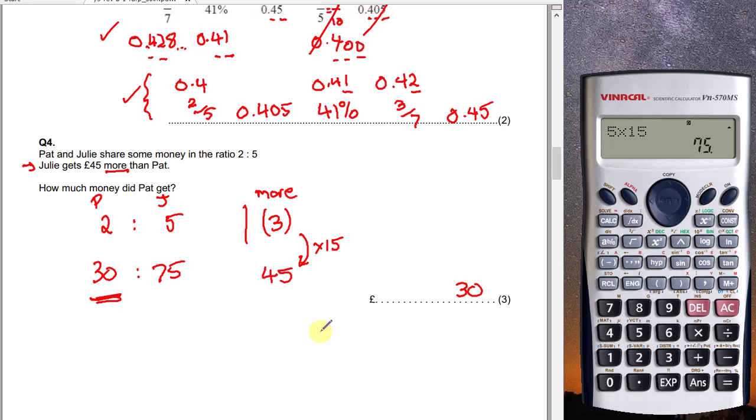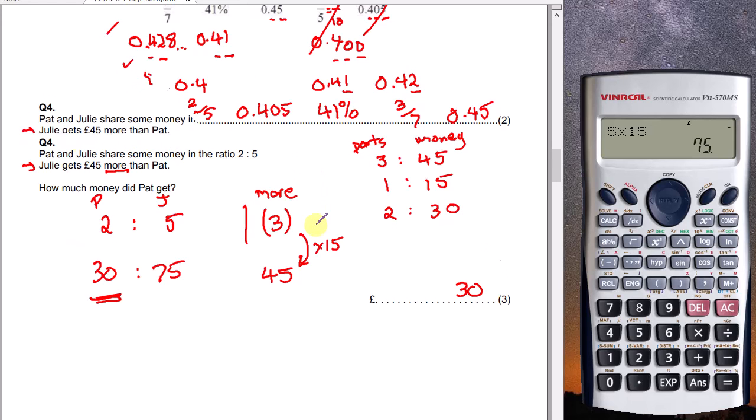£30. If you need something like this subtraction, the 3, and then saying that 45, you could even do it as a ratio: that 3 parts is worth 45, so 1 part is 15, so Pat's 2 parts is double that, 30. So that's the parts, and that's money. So you can do it with ratios, or you can do it using my ratio with an extra line. It's purely proportional reasoning. I keep talking about proportional reasoning being a strong root method.